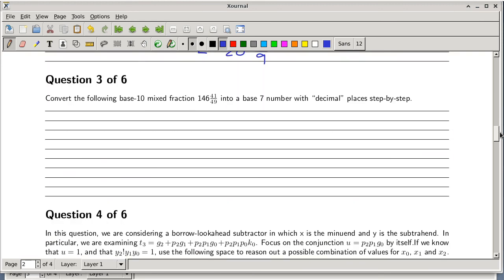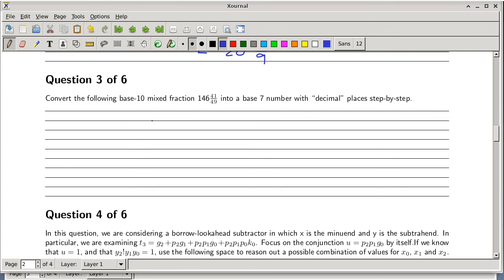Question number 3. Convert the following base 10 mixed fraction into a base 7 number with decimal places, step by step. If you know how to answer question 2, don't you think number 3 is really just the reverse process? It really is. Okay, so what do I mean by reverse process? You look at 146 and 41/49. You say, how do I express the same value as quantities times powers of 7 in this case? That's what you're trying to do, okay?